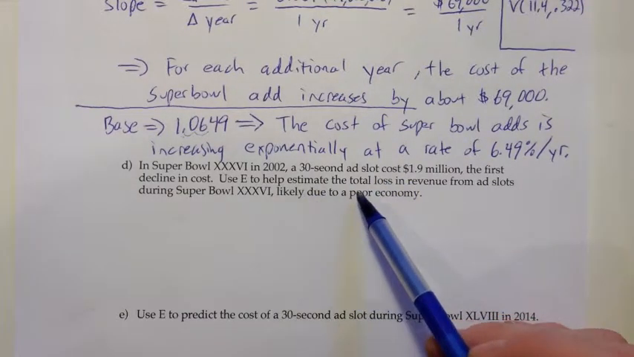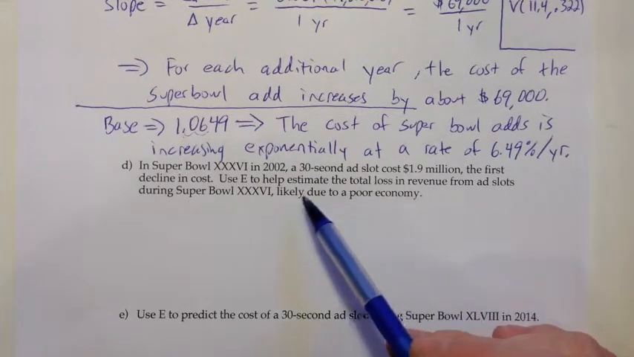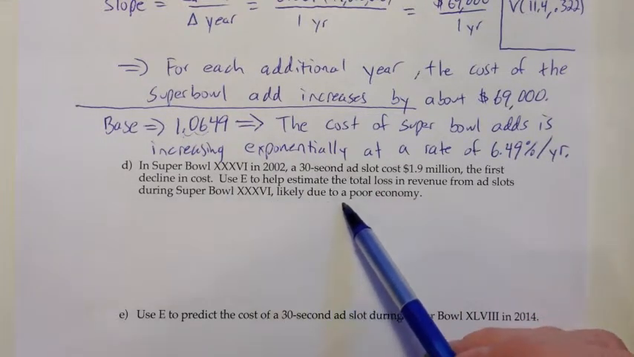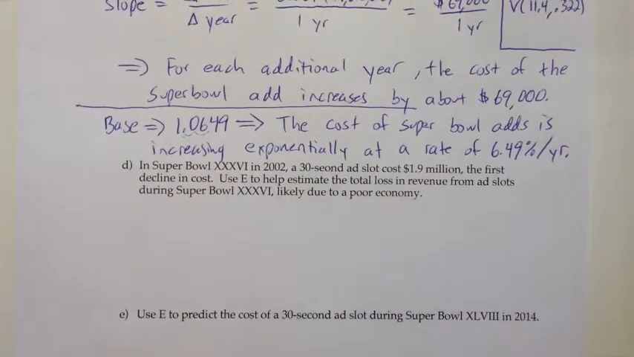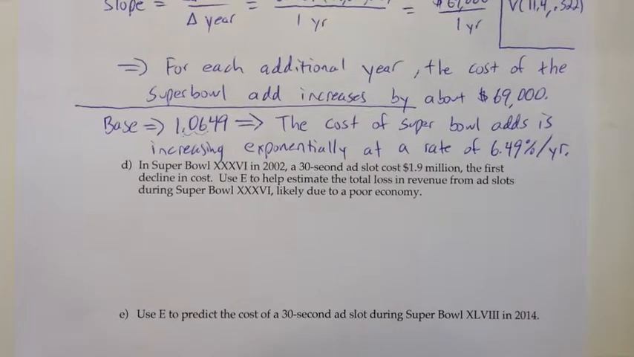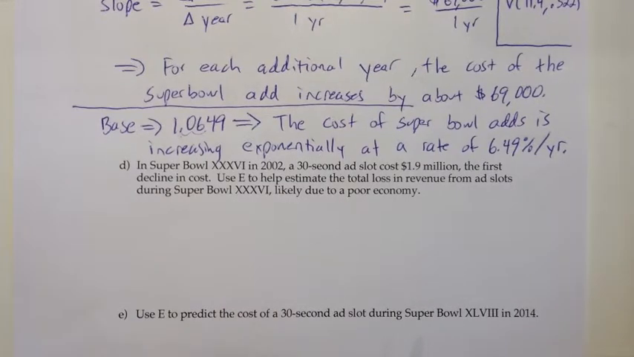Use E to help estimate the total loss in revenue from ad slots during that Super Bowl, which was likely due to a poor economy. So what they're saying is in 2002 the economy was doing kind of bad, and so they didn't get as much money as they might have expected from the revenue on these Super Bowl ads. So if we want to think about what it should have been if the economy had not gone bad, we can use our equation to try and model that.